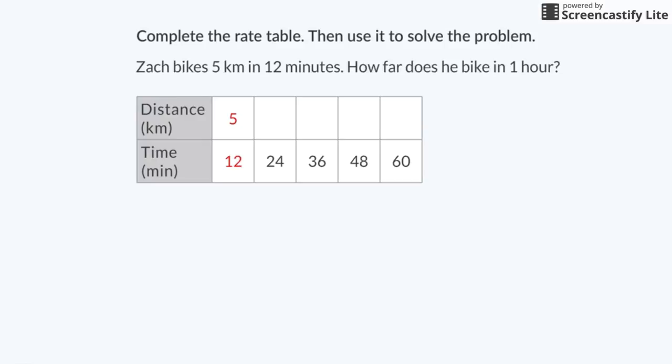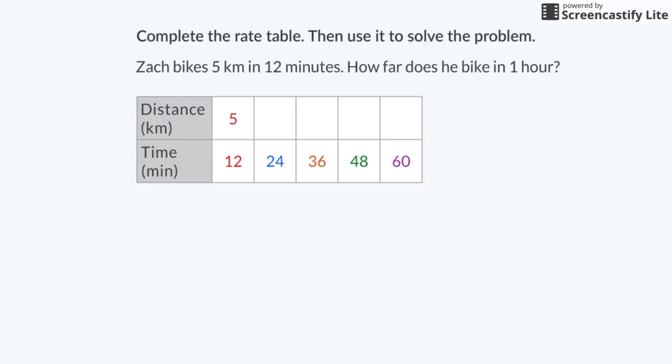I'm going to look for a pattern formed by the number of minutes on the table. I can solve a ratio to find the distance for each given time. I notice that the time in the first box, 12 minutes, is multiplied by 2 to get the time in the second box, which is 24. The time in the third box, 36, is the product of 3 and 12. The pattern continues because 4 times 12 is 48, and 5 times 12 is 60.